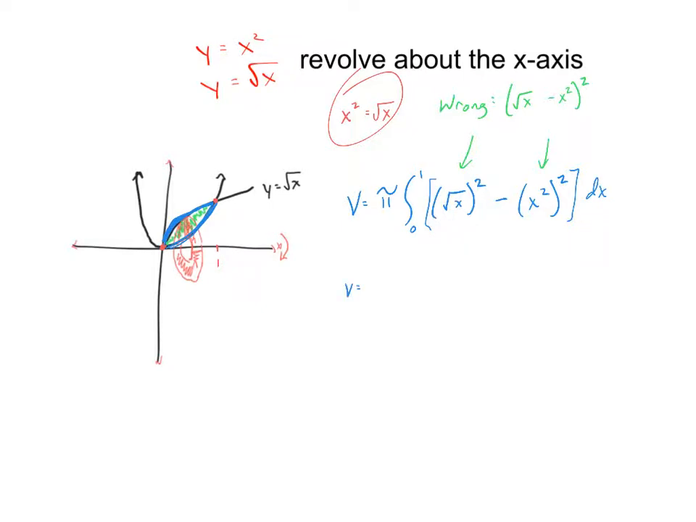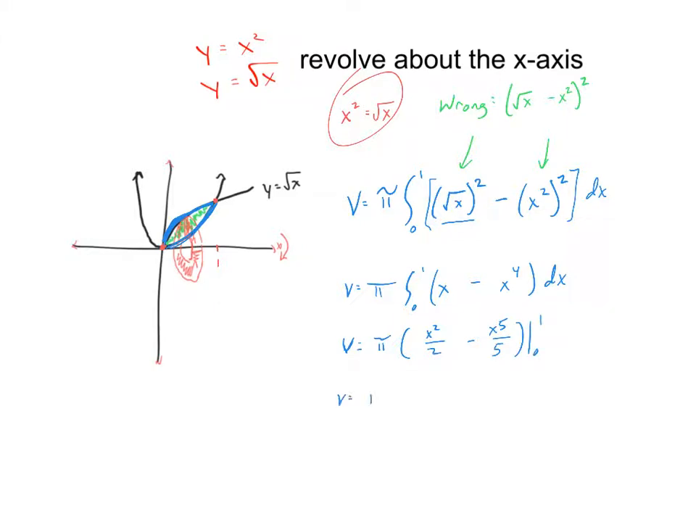So let's go v equals. Keep going with solving it. I'm not going to take the integral yet. I got to simplify first. My radical x squared is just x, and x squared squared is x to the fourth dx. Now I can take my antiderivative, pi times x squared over 2 minus x to the fifth over 5, and that gets evaluated from 0 up to 1.